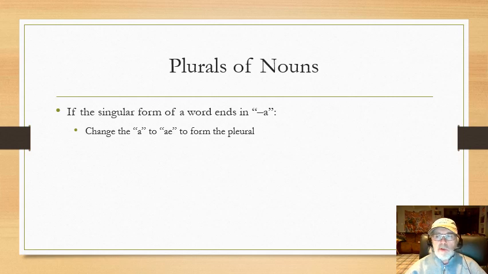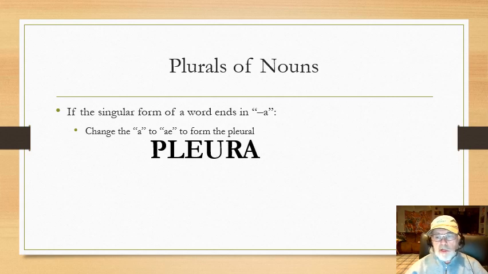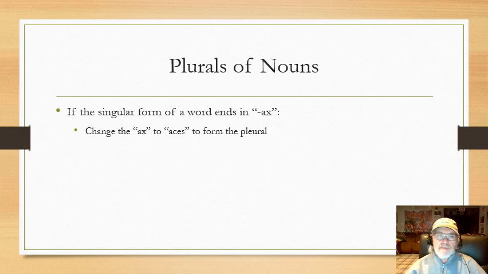Let's look at an example of that. Let's take pleura. Pleura means the membrane that covers the lungs. That's a pleura, and that would be singular. If I was going to take two different pieces of pleura, I would just take the A and add an AE, so pleurae. So if the singular noun ends in an A, you change it to an AE. Piece of cake.